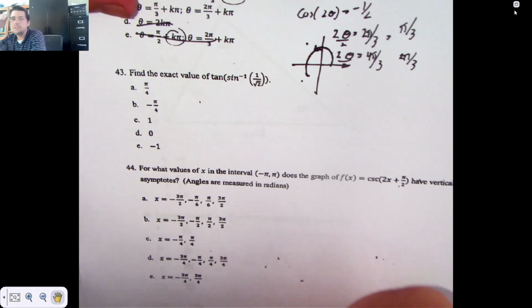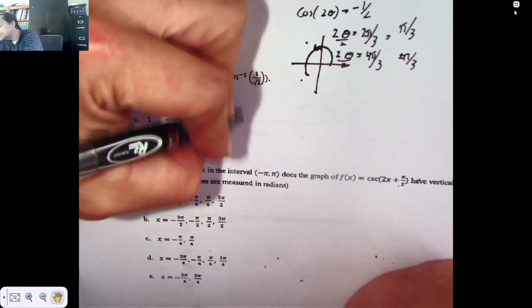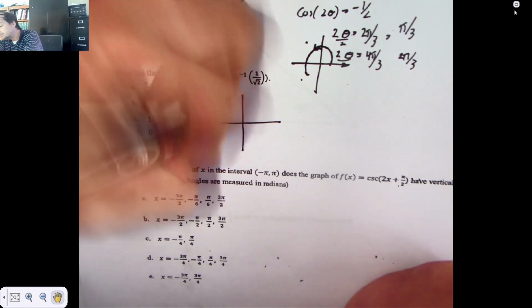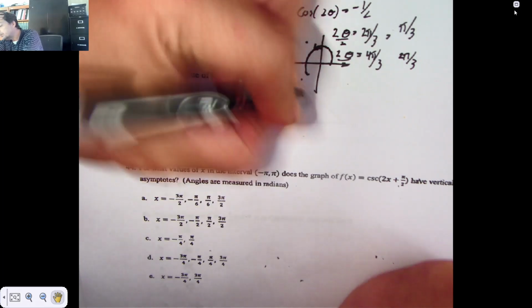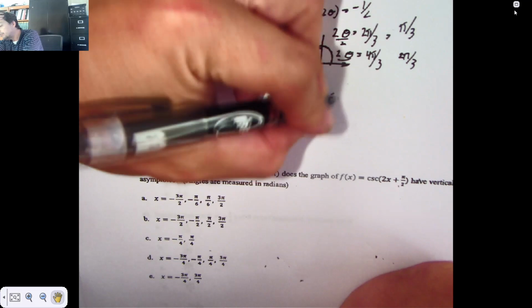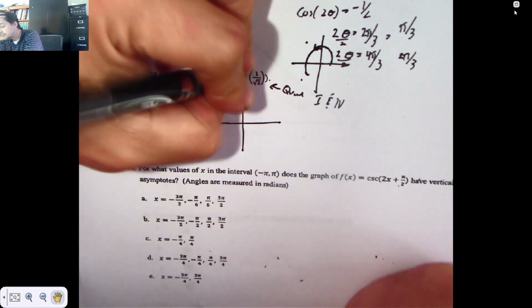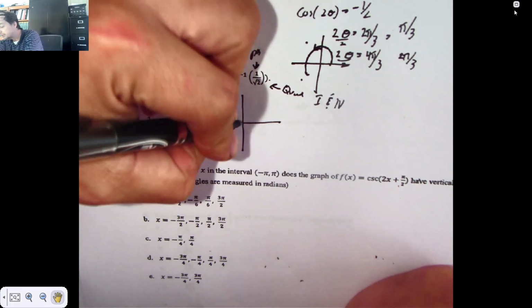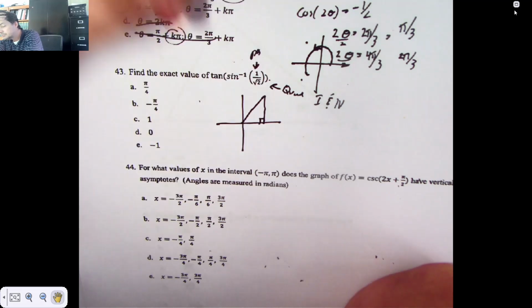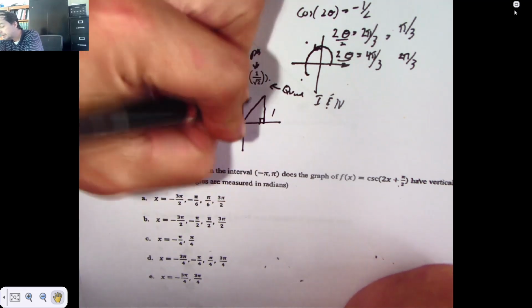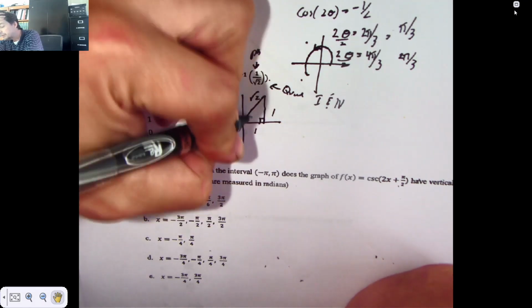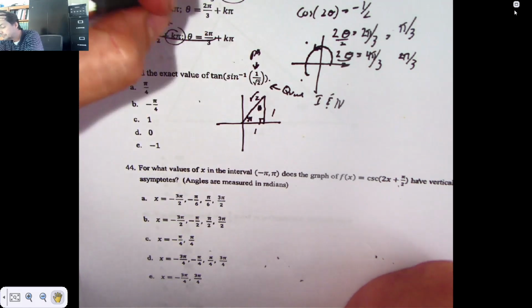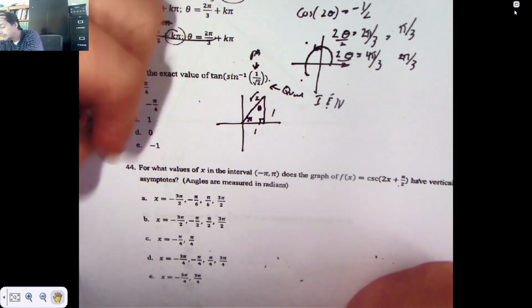Find the exact value of the arc sine of 1 over root 2. Arc sine is allowed to be drawn in quadrants 1 and 4. And this is a positive number, so I'm going to draw in quadrant 1. Sine ratio is opposite over hypotenuse. Missing leg is 1 because you know your 45-45-90 theorem. So that's done. And the tangent ratio here is obviously going to be 1.